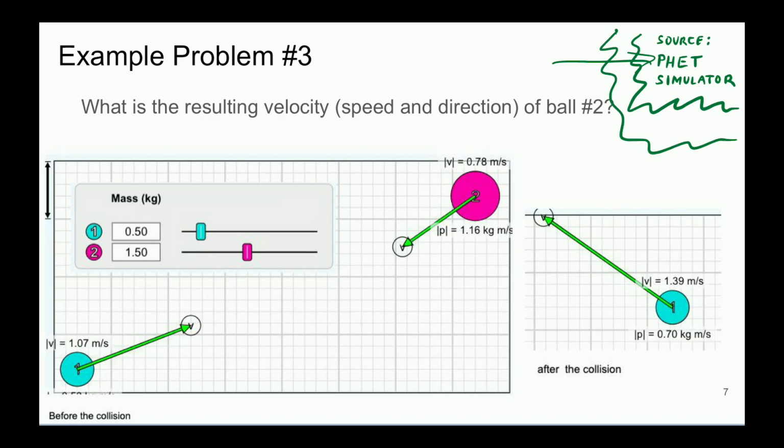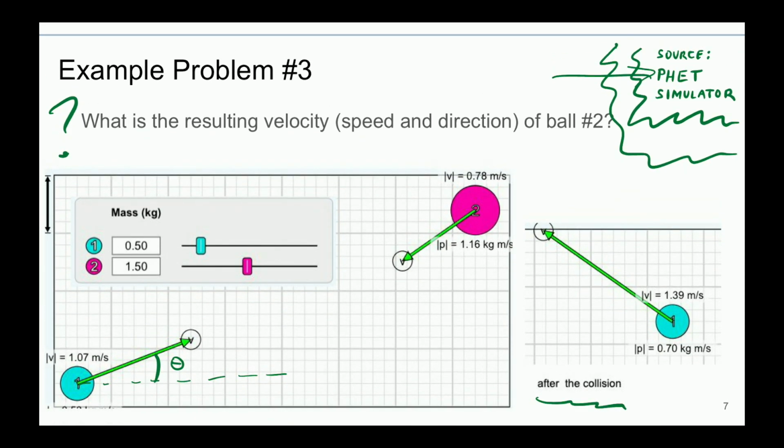We set up some initial conditions, and there's a question asked: what is the resulting velocity? Give me the speed and direction of ball number 2. So we know the initial conditions, we know what is given after the collision, and we have to figure out what's going on. We'll point out the angles were not given in this problem. The magnitudes were given, but the angles, if you want to do this problem, you have to actually measure right off of the screen. I did this with a projector, and I measured the angle with a protractor.